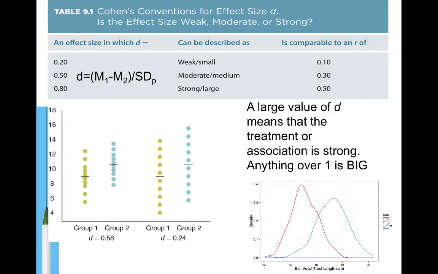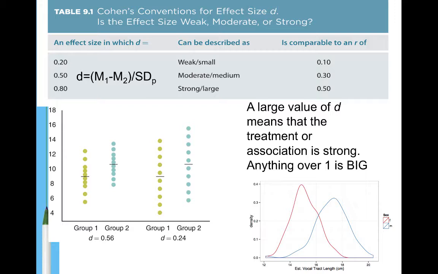The second one is called D, or Cohen's D. And Cohen's D is defined as the mean in group 1 minus the mean in group 2 over the pooled standard deviation. Correlation coefficient is used when you have a study with continuous variables, both independent and dependent. And the D is used when you have two groups.